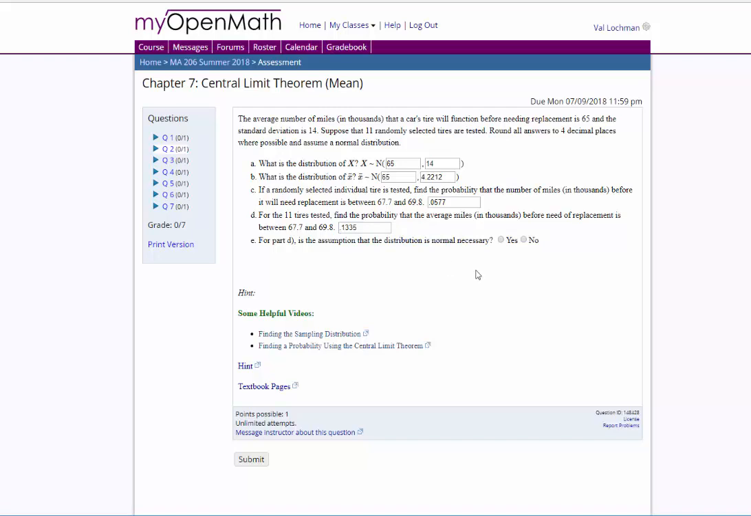All right, now what about this part right here? For part D, is the assumption that distribution is normal necessary? The answer in this case is yes, definitely, because our sample is not that big, okay? If the sample was bigger than 30, then this assumption would not be necessary. But because it's a small sample, we need to make sure the underlying distribution is also normal.